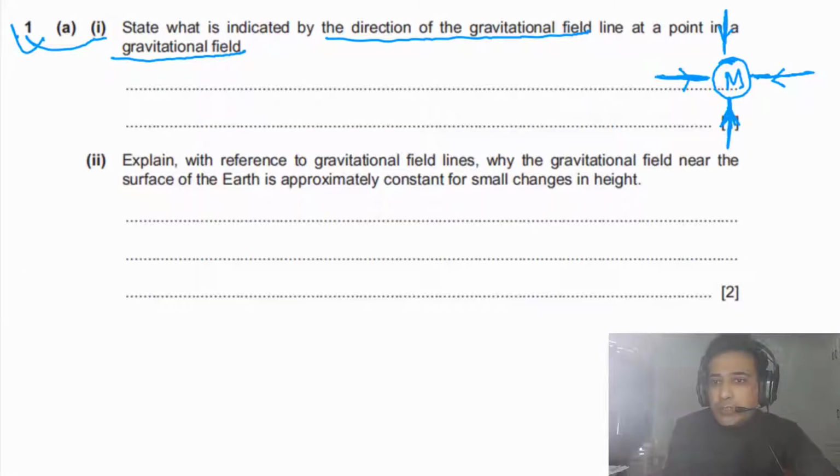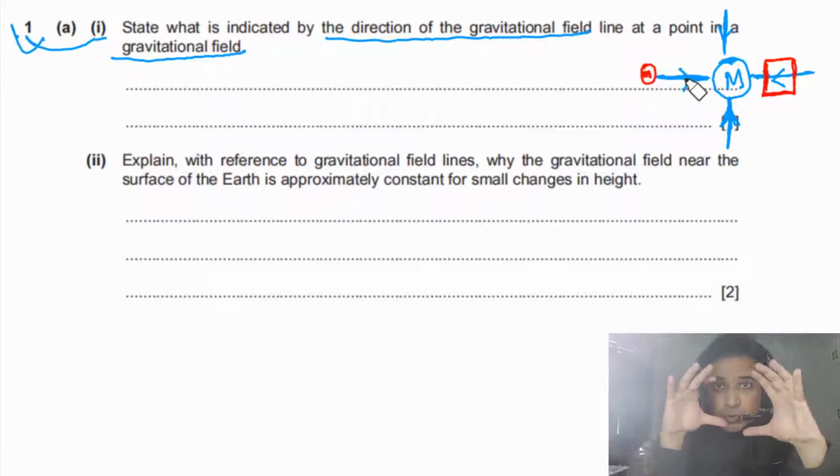This question is simply asking us what this arrow is telling us. Imagine that we place a unit mass small m here. What is the direction of force on this unit mass? This is to the right. So this is what is indicated by the arrow on gravitational field lines.